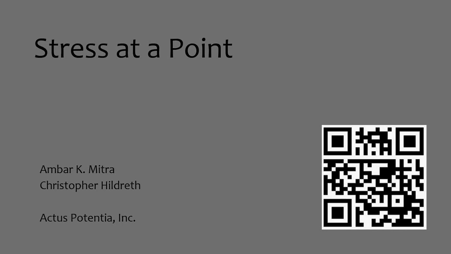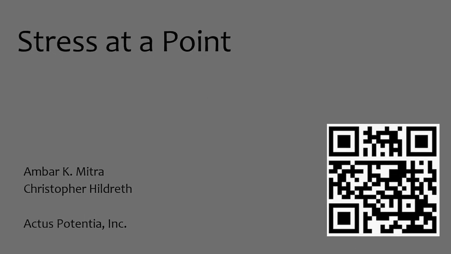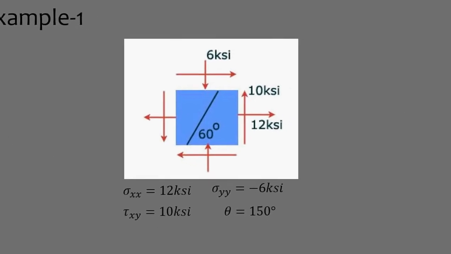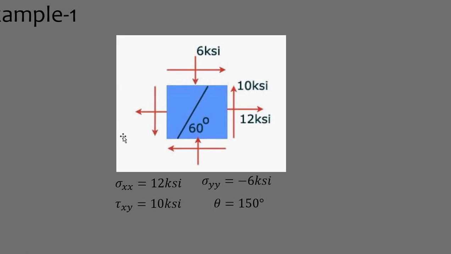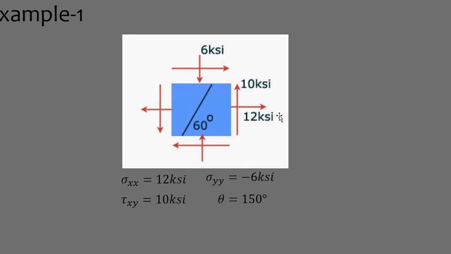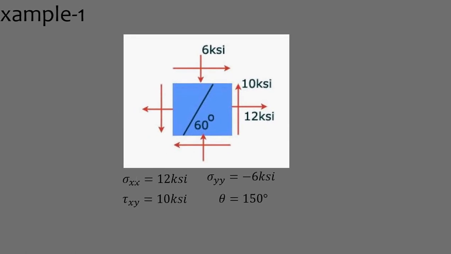Hello. In this video, I'm going to go over solving an example problem of analyzing stress at a point. Okay, so here we have our example problem set up. We have our plane stress. In the x-axis, our normal stress is 12 ksi. In the y-axis, normal stress is -6 ksi, putting it in compression. And our shear stress is 10 ksi.